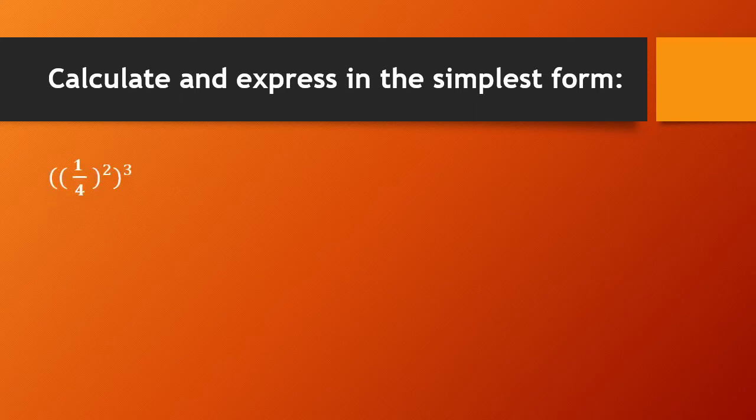In this exercise, ((1/4)^2)^3, we can find the result by multiplying the powers. It will be 1 over 4 and 2 times 3 equals 6. So it will be 1 power 6 divided by 4 power 6. After that, 1 power 6 is 1, and 4 power 6 is 4096.